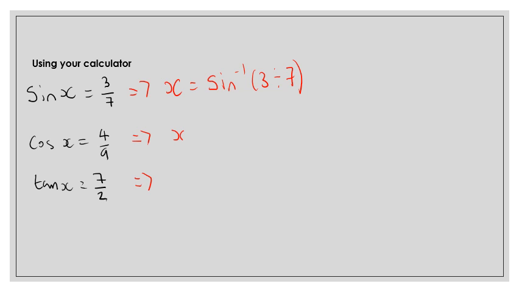So here we get x equals cos -1 of 4 divided by 9. My second one is x equals tan -1 of 7 divided by 2.